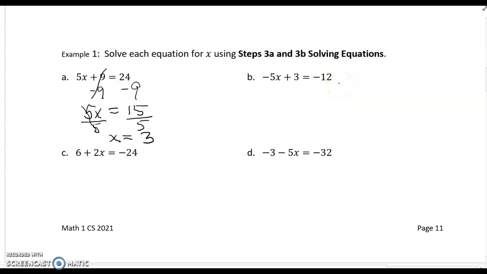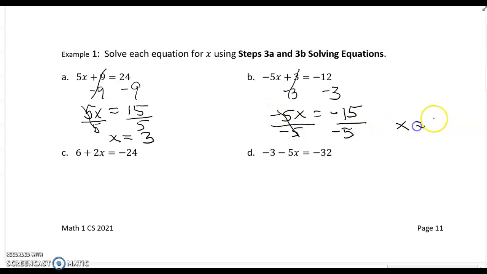Then we're moving on to step 3, which is to start undoing some operations. Remember, we're looking to undo addition and subtraction first. Here we have this plus 3. We're going to undo that addition by subtracting 3 from both sides. This is negative 5 times x, so we're going to undo that multiplication by division. We're left with x equals 3.